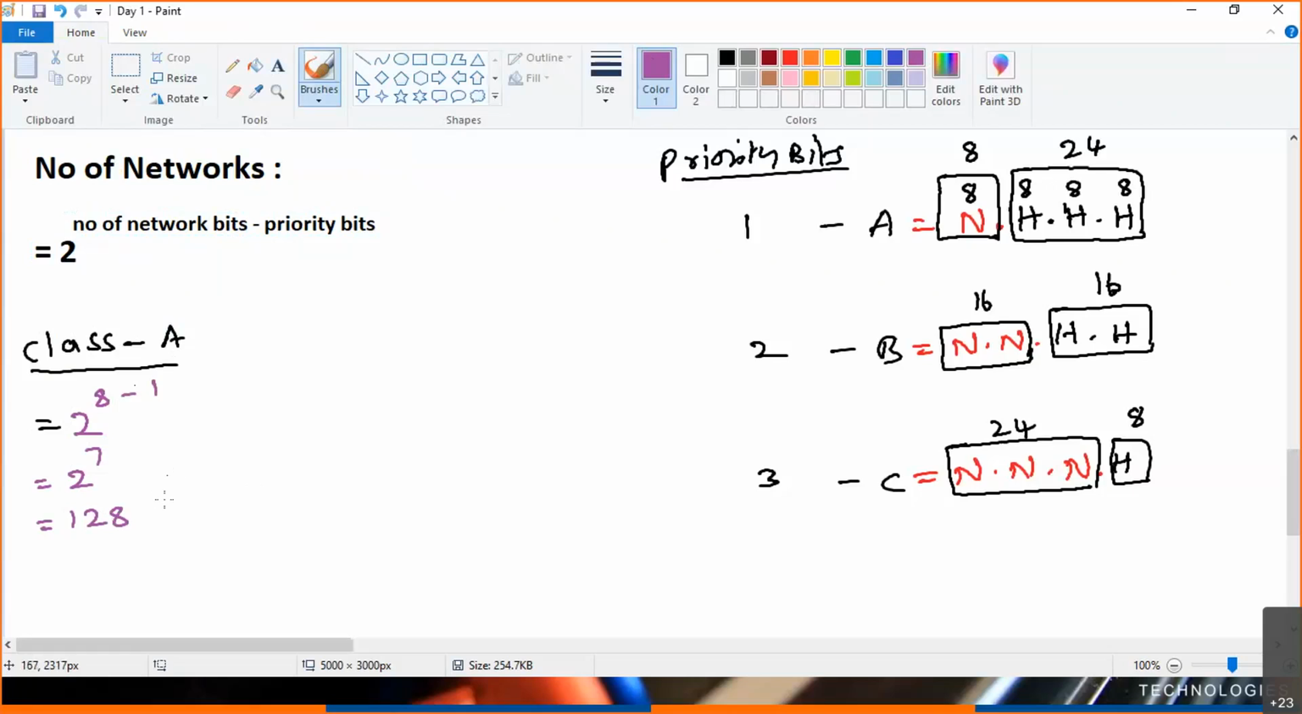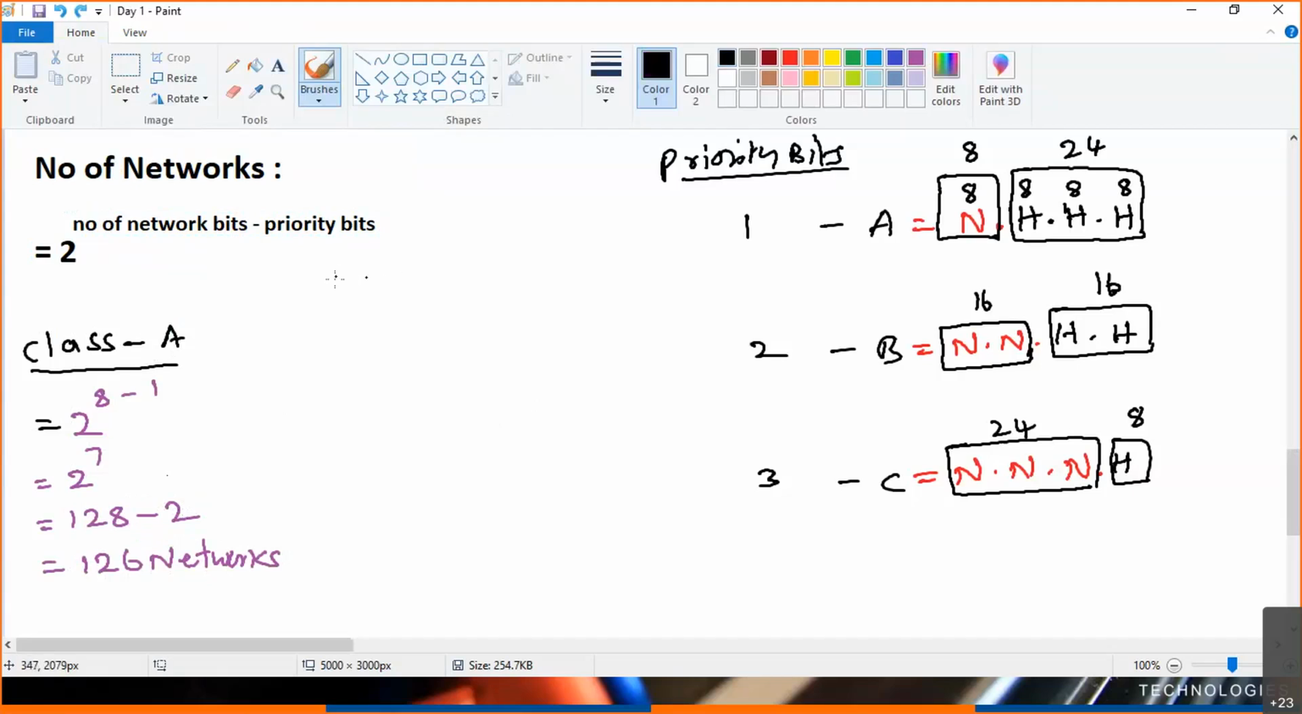But all 128 networks are not usable. Here, 2 networks are minus 2. So in class A, 126 networks only. This minus 2 is only in class A, not in class B and class C. That's it. Only in class A. So why minus 2 here?